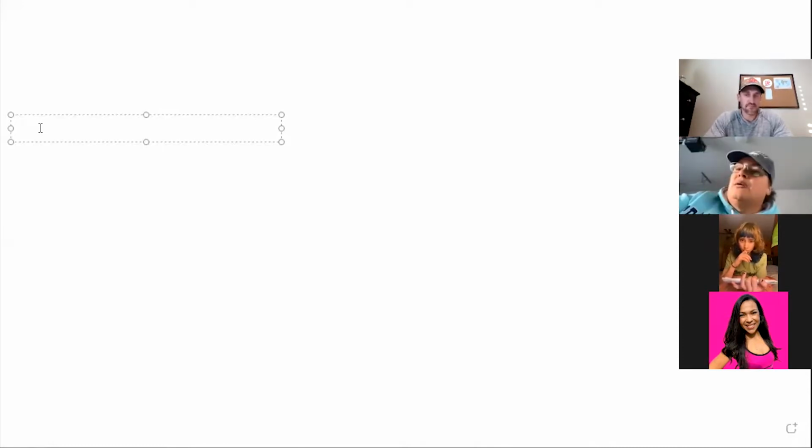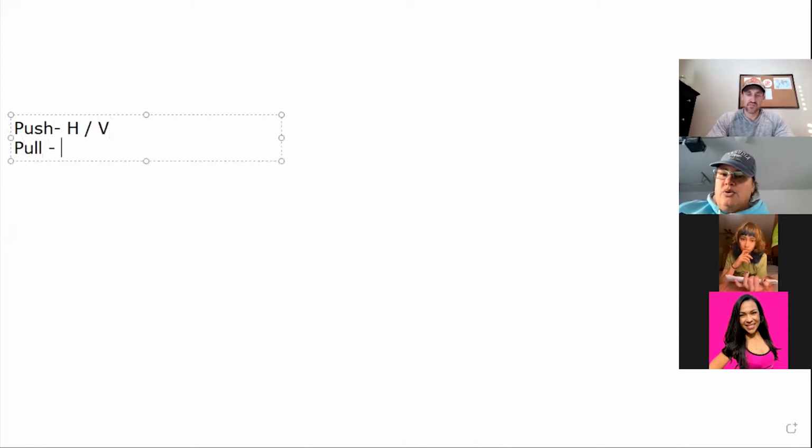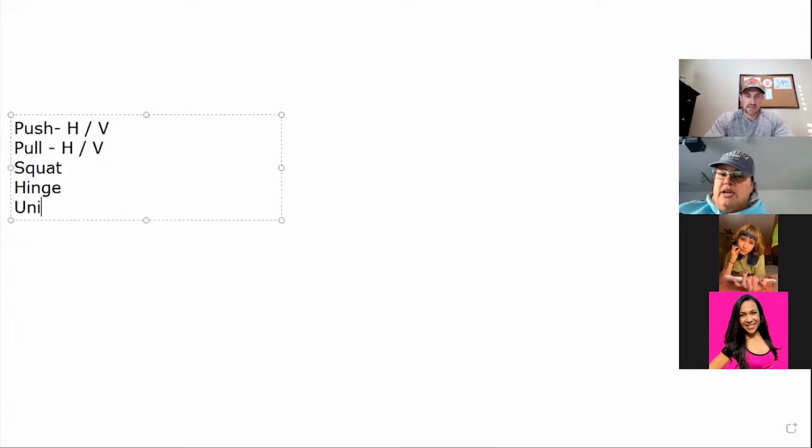Come on. Push. We got a push, and we got a pull. We have a horizontal and a vertical push. We have a pull, which will be a horizontal and a vertical. What else? Squat. Hinge. Good. We have a squat. We have a hinge. Unilateral, which would be like a lunge variation.